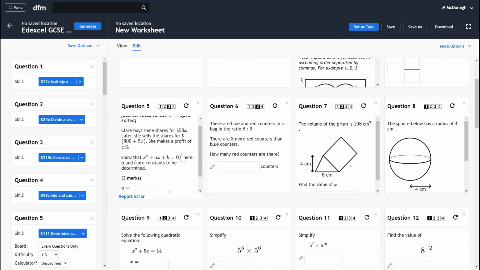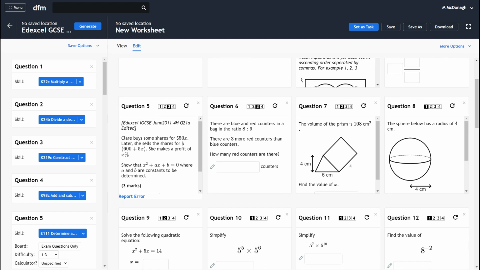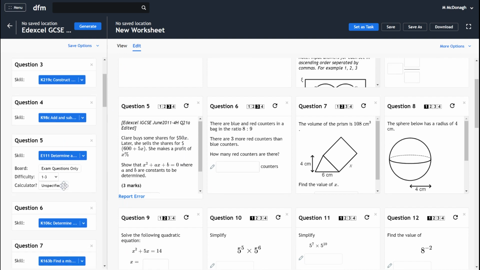Question 5, the original question was percentage increase. We can see here this is where the match isn't so good, because an exam question has been produced instead. It is an exam question where the skill, it says there, is determining a percentage change. It looks like quite a difficult one to me. It's a difficulty 3.